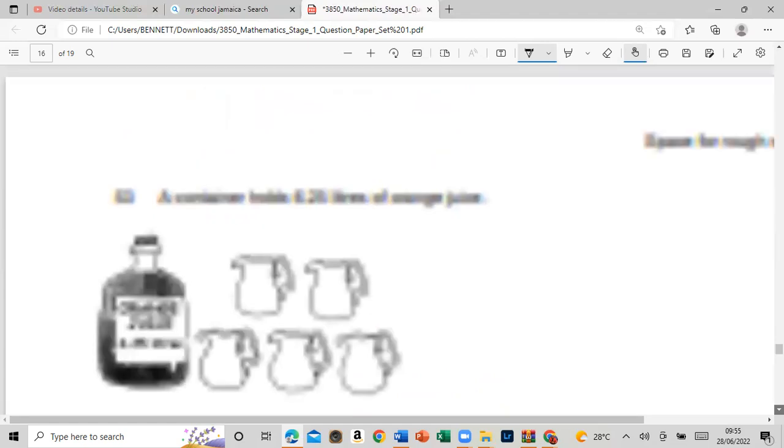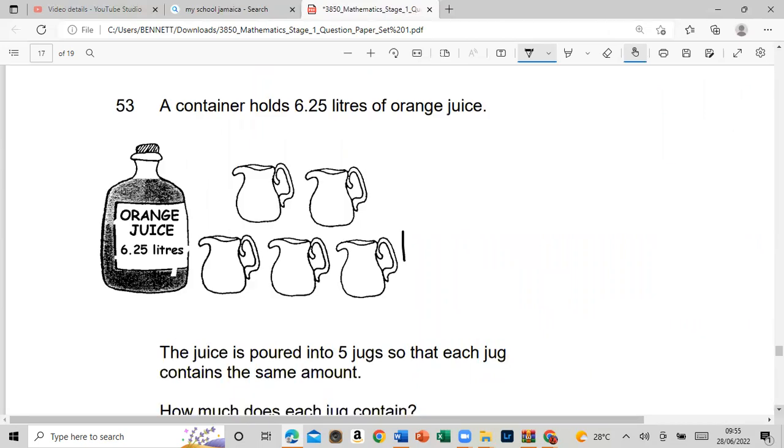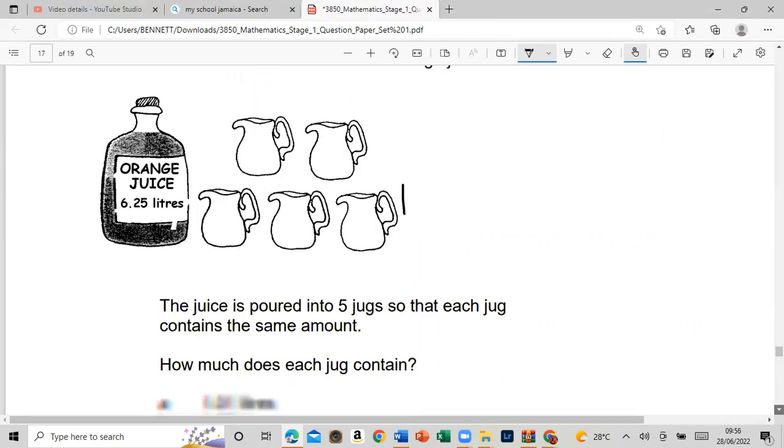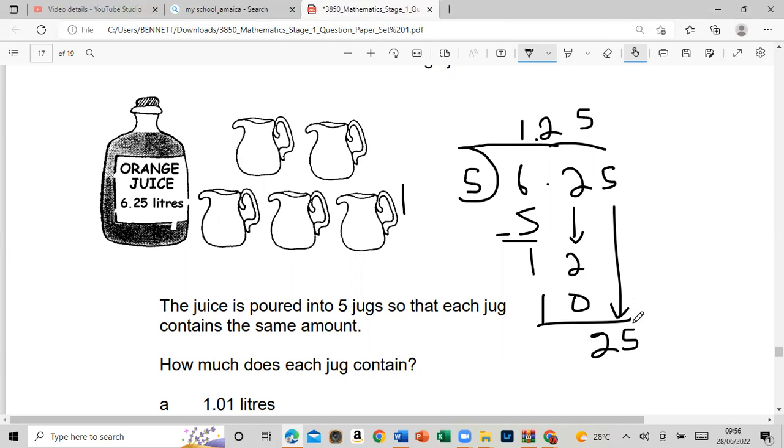Alright, now we can go down this one. A container holds 6.25 liters of orange juice. The juice is poured into 5 jugs so that each jug contains the same amount. How much does each jug contain? Now, all I have to do is just divide by 5. 5 into 6, 1. 5 ones are 5. Subtract, you get 1 and carry down the 2, right? 5 into 12 goes 2 times. 5 twos are 10. Remainder 2. Carry down the 5. Decimal point, so that's 1.25.